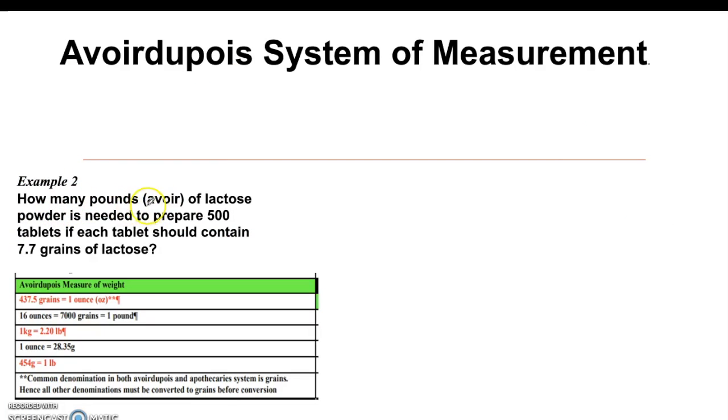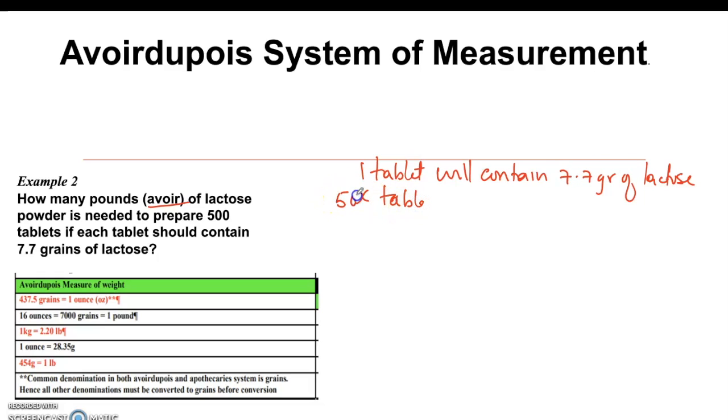How many pounds, and this is avoirdupois pounds, of lactose powder is needed to prepare 500 tablets if each tablet should contain 7.7 grains of lactose? So the first thing we need to do is to write down what is given. We are given that one tablet will contain 7.7 grains of lactose. Okay, and we are trying to find out how many grains of lactose 500 tablets will contain.